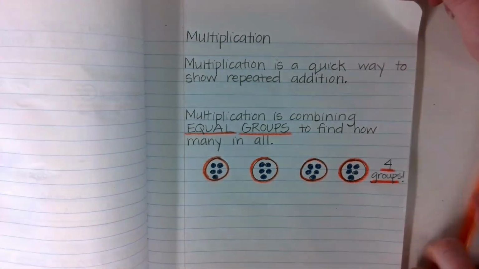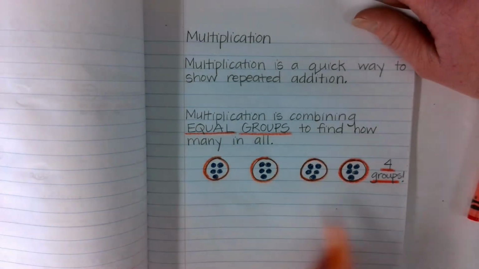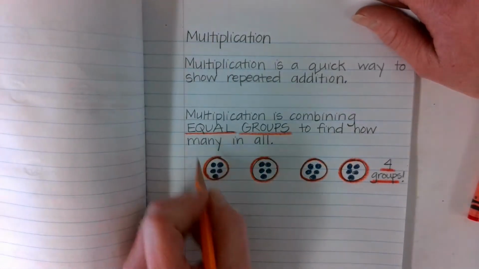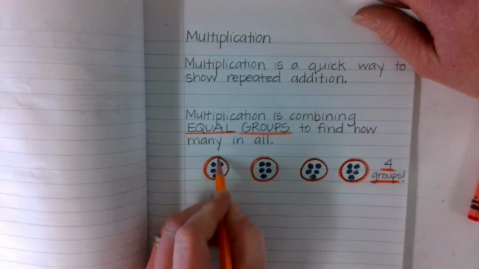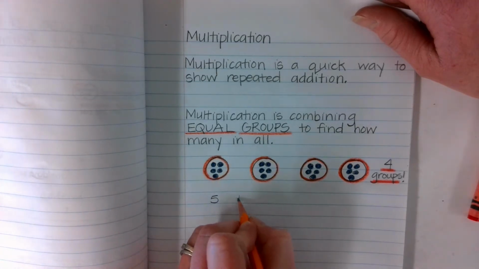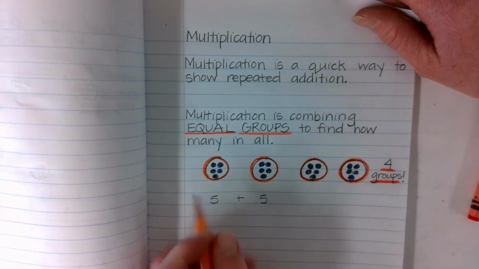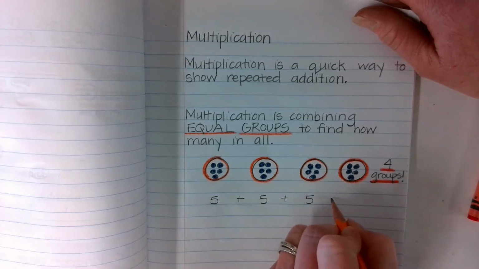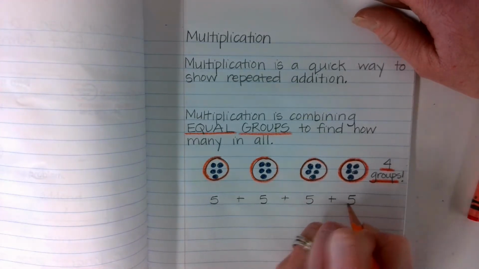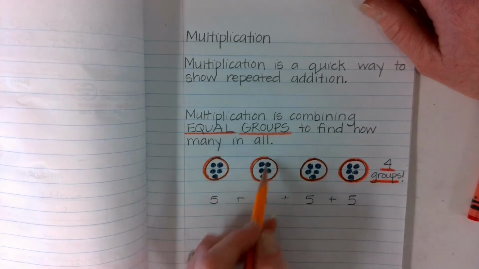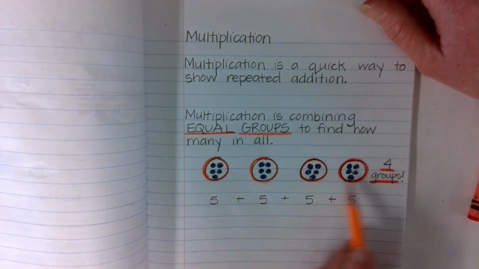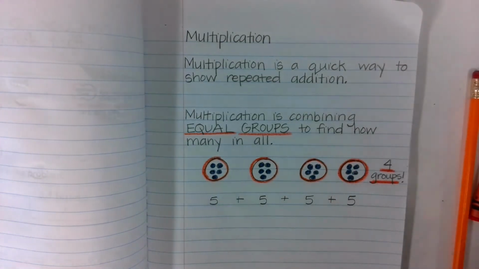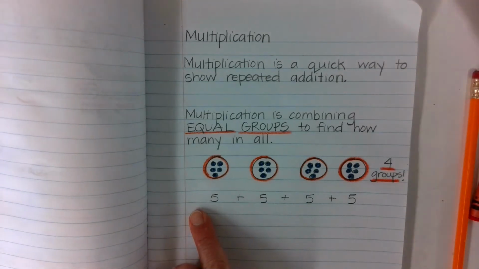Now to write the addition number sentence for this model, for this picture, okay, we're going to write five, because we have five here. 1, 2, 3, 4, 5. Plus five. Plus five. Plus five. Okay. Five plus five plus five plus five. So whenever you're doing this, always write the number underneath the picture. That will help you to keep from getting confused.